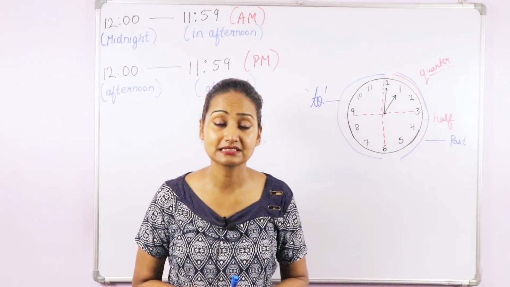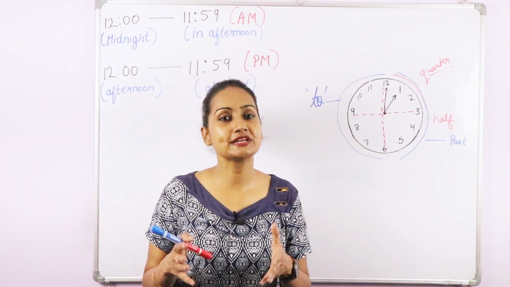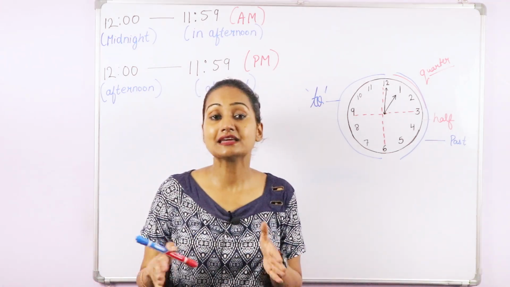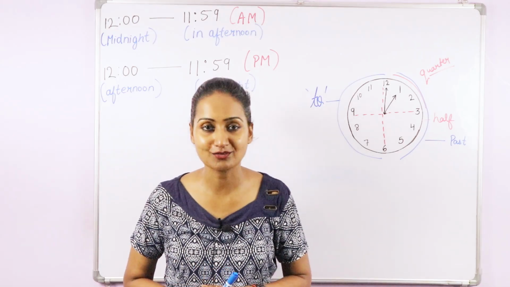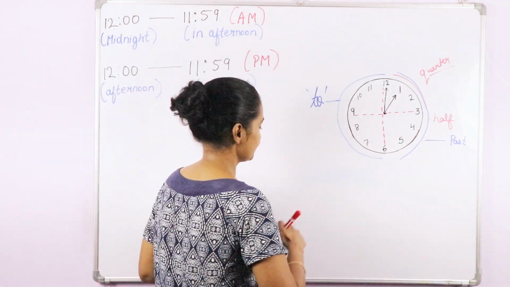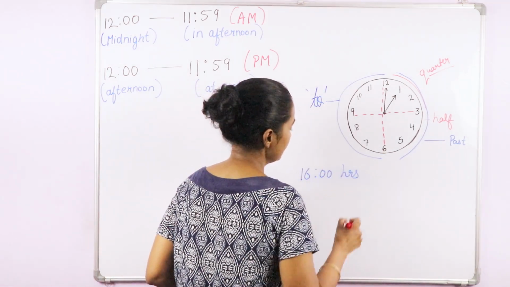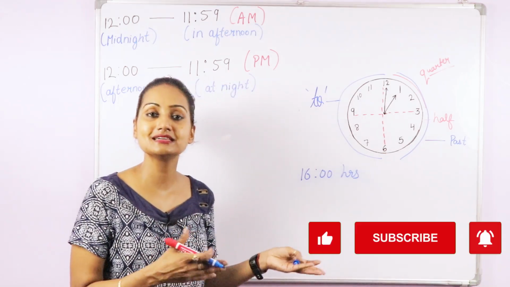Generally in gadgets like mobile phones, laptops, tablets, we have a 24-hour clock. But in English, we only have a 12-hour clock. So if it's written like 16 hours, we are not going to say 16 o'clock.